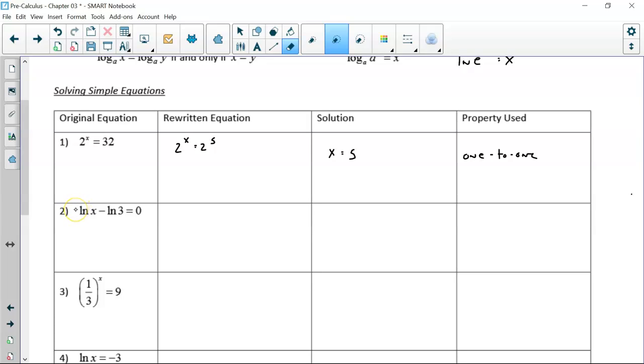Now, for number 2, we can rewrite this by adding the natural log of 3 to both sides. So what we get is the natural log of x equals the natural log of 3. Now, they both have natural logs, so using that one-to-one property, x equals 3. Once again, one-to-one.